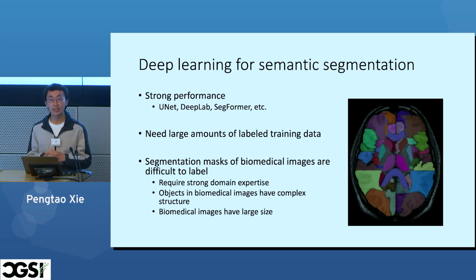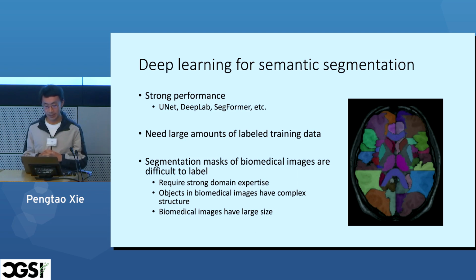Nowadays, semantic segmentation is mostly conducted using deep learning models, which have demonstrated very strong performance. Some of the notable models include UNet, DeepLab, and recently SegFormer. The problem with these models is that they need to be trained with a large amount of labeled training data. Basically, the input image and the output segmentation mask, and the output has the same size as the input.